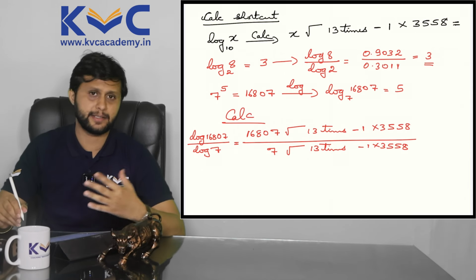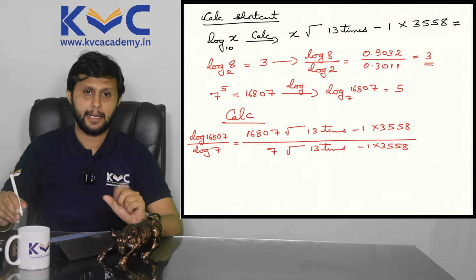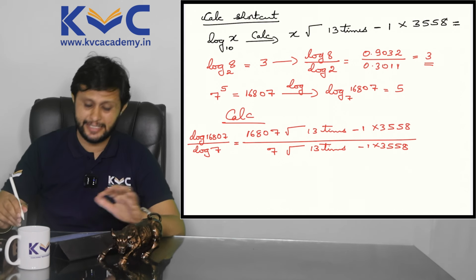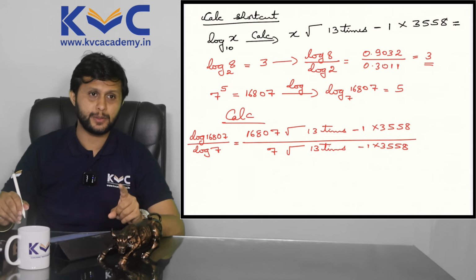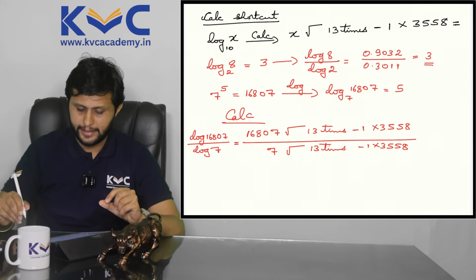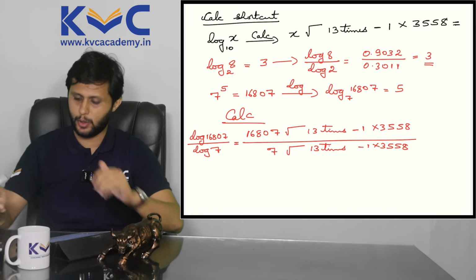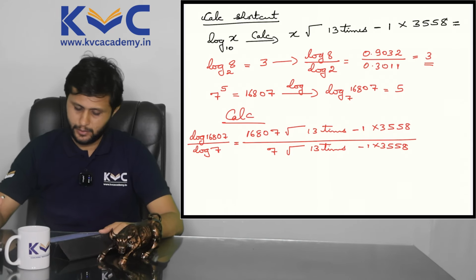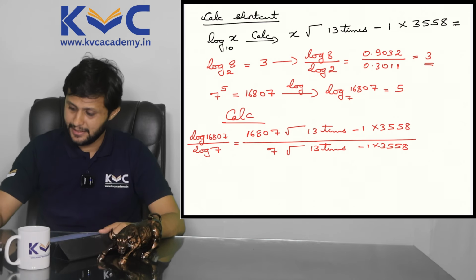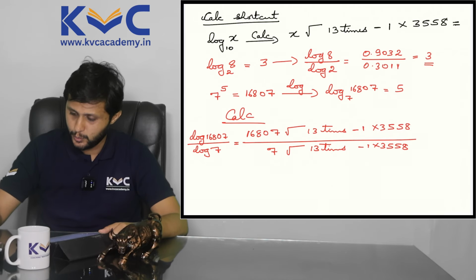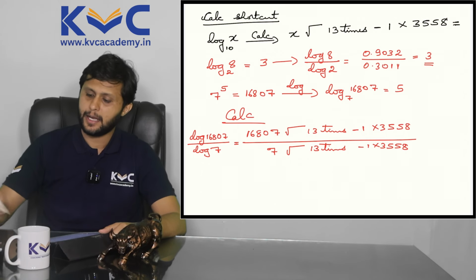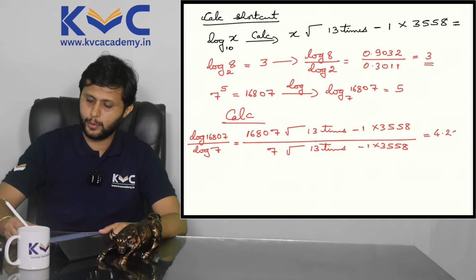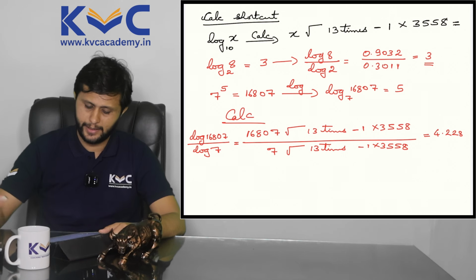I have also written what exactly is supposed to be done in your calculator. I'll repeat again. This can be used only if it is base 10. So I have to convert it to base 10 first. Log m to the base n is equal to log m divided by log n. Okay. Now in the calculator, 16807, square root 13 times, 1, 2, 3, 4, 5, 6, 7, 8, 9, 10, 11, 12, 13, minus 1 into 3558. I get 4.228.